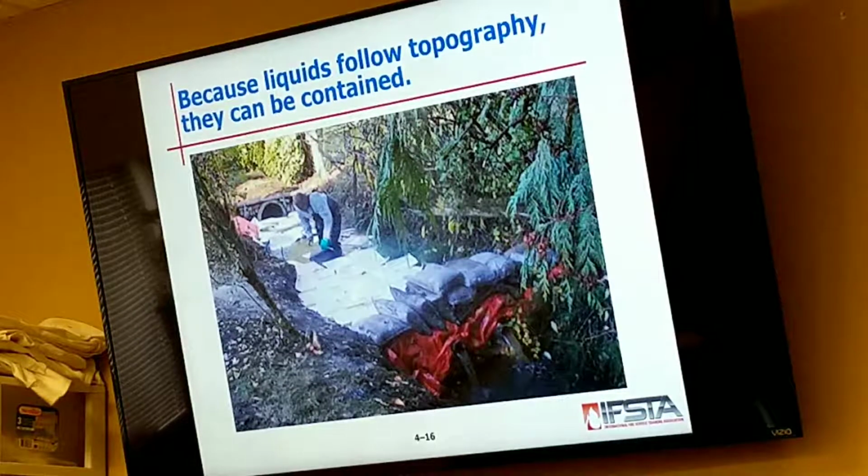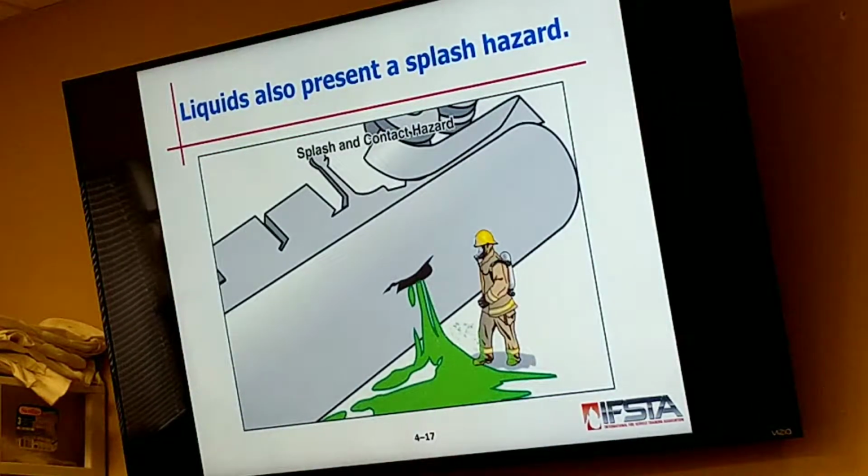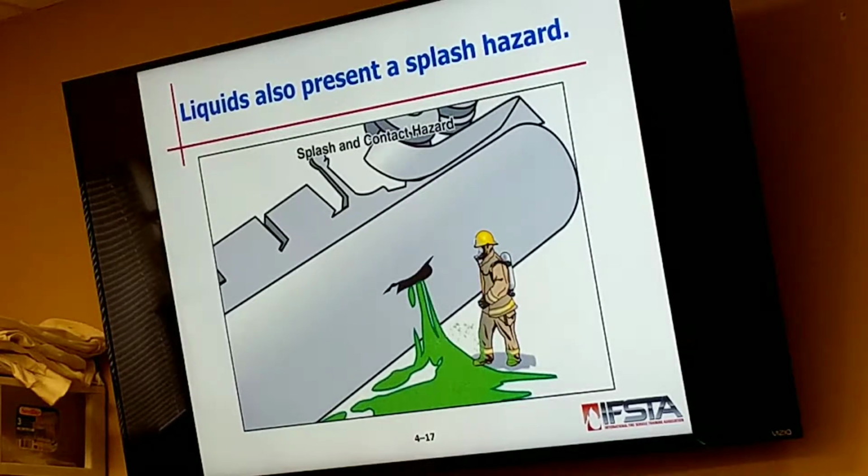Problem with liquids, we gotta remember they splash. So we gotta make sure that we have the right suits for splash. Gotta remember, some of these liquids, they do have gases that come off from them. So they have gases by emitting vapors, okay? Like gasoline. What burns on gasoline? It's not the gas, it's the vapors, okay?